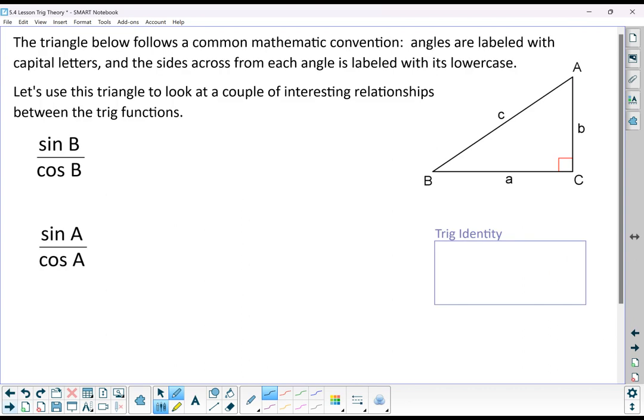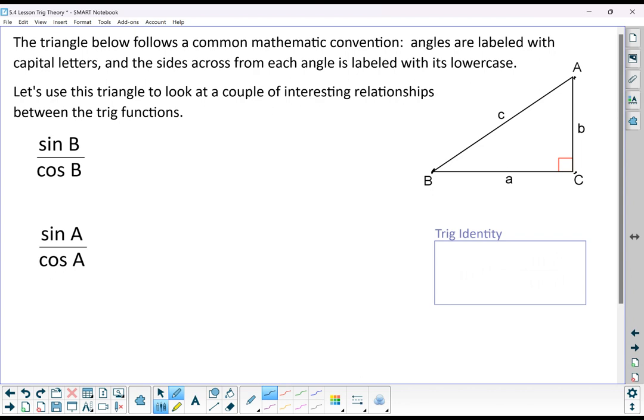Okay, so we want to explore a couple of relationships between different trig functions now. This triangle has a common mathematical convention. If we have our vertices or our points labeled A, B, and C, we label the sides across from them with the same letter but lowercase. So the side across from B is little b, the side across from C is little c, and the side across from A is little a.